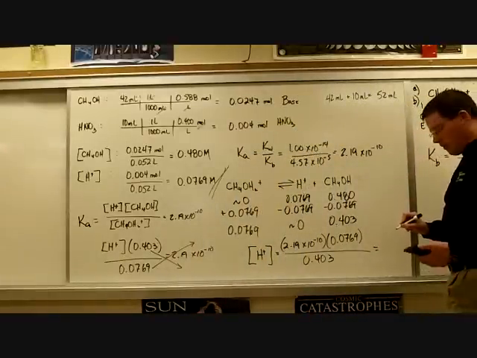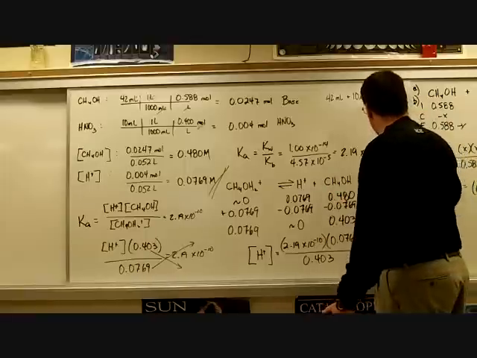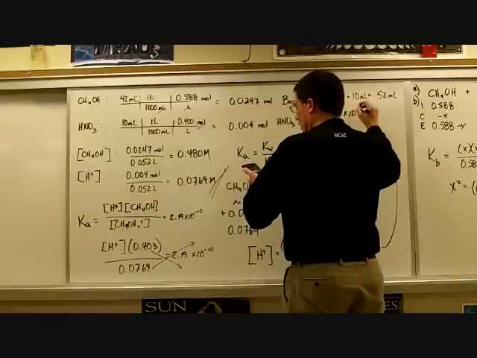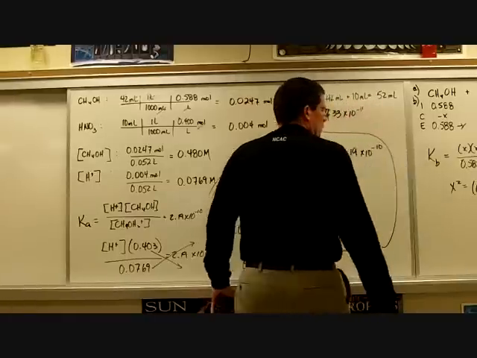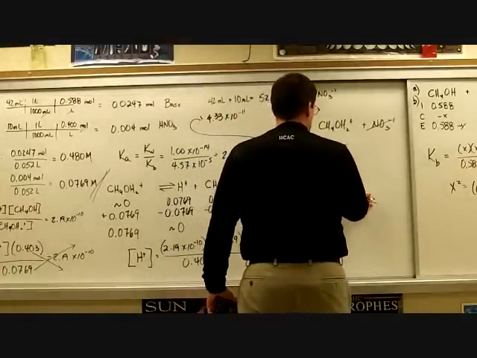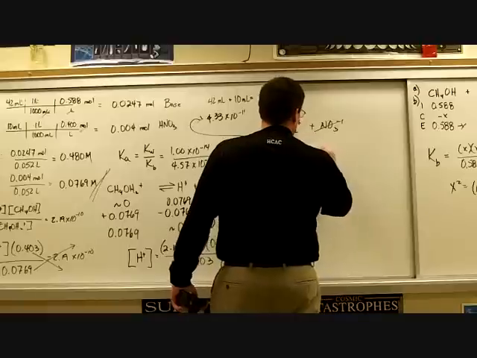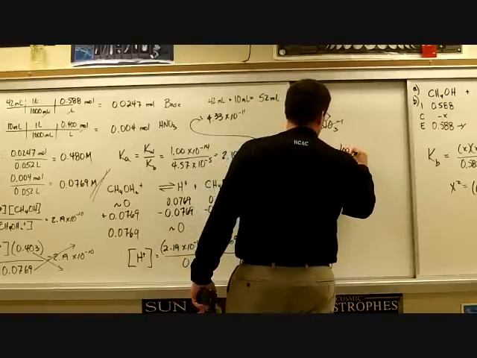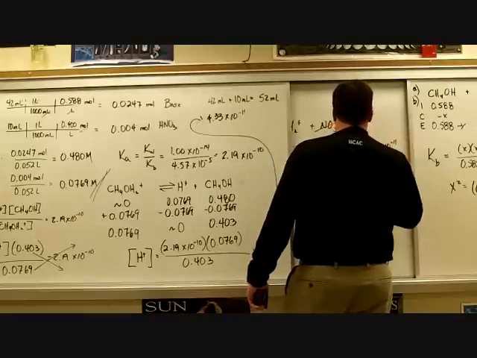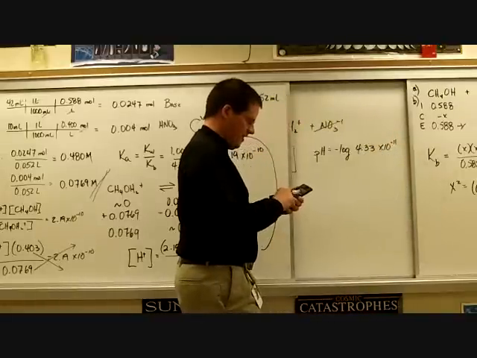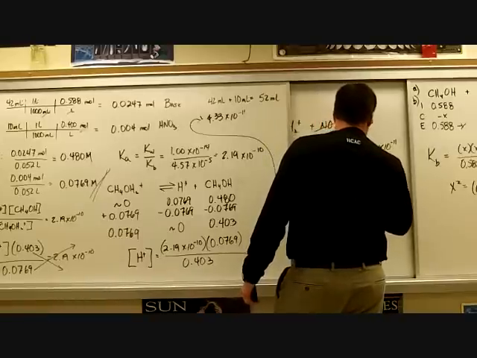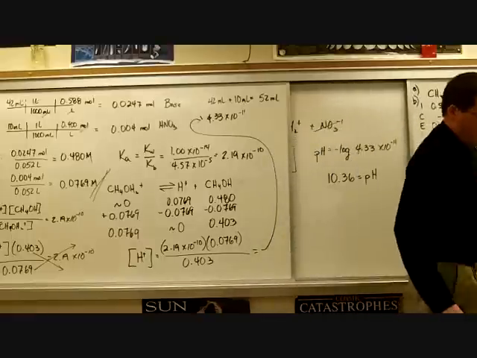I got 4.2. Okay. Bump it up. All right, so 4.33 times 10 to the negative 11. And then pH would be negative log of that. You guys write small, I hope. 10.36? Yeah. Okay. All right, now, think about this.